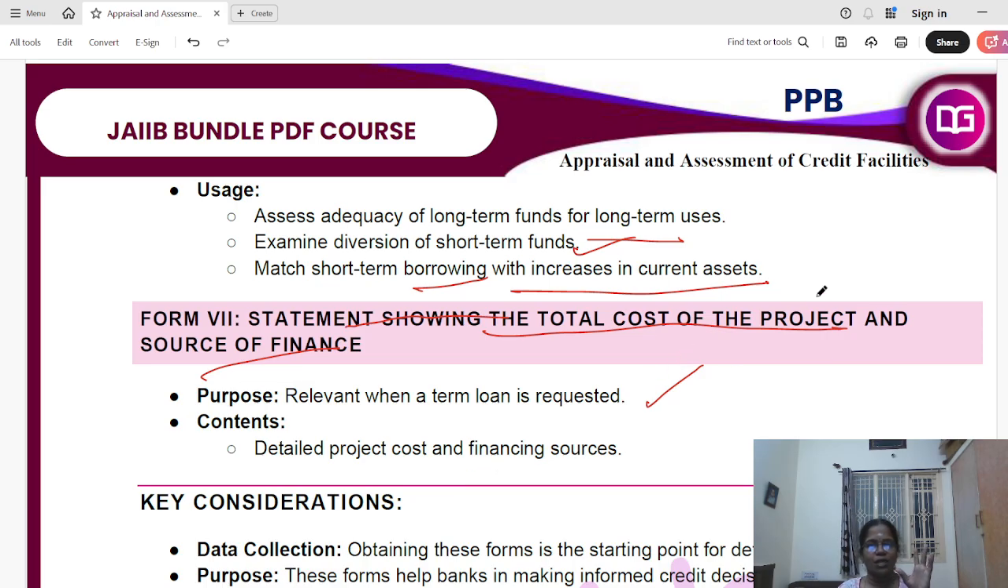எந்த சோர்ஸ்லேருந்து அவங்க வந்து ரைஸ் பண்ணியிருக்காங்க. சோர்ஸ் ஆஃப் ஃபினான்ஸ் அப்படின்னு பார்த்தோன்னா, whether they can issue or raise through the share capital, then debentures, bonds, loan from the financial institutions, banks and financial institution. Content: detailed project cost and financing sources that they have to incorporate.